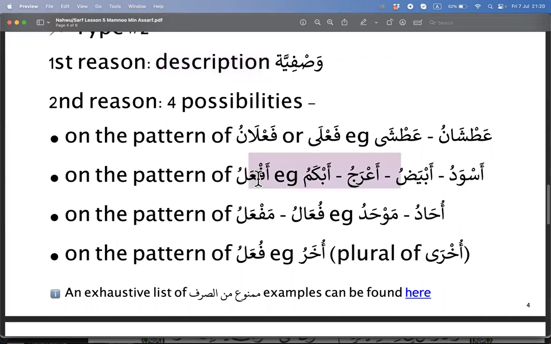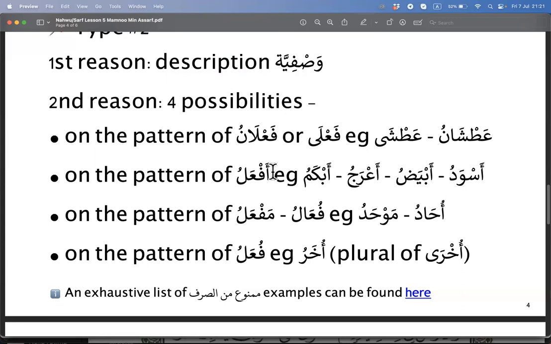This pattern is usually used with colors, and also comparatives, like Allahu Akbar is greater, and also defects. So like Abkam is to be deaf. Yes. This pattern can also fall into names, for example Ahmad is also this pattern. This pattern actually also looks like a fi'il. Fi'il also looks like this. It's very consistent. Whether it's a name or a description, it will not have a tanwin.